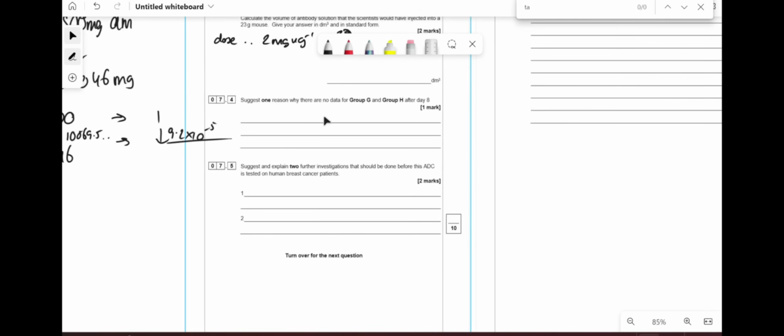So to suggest one reason why there's no data for group G and group H, we're doing stuff with cancer, so it's probably that they died.